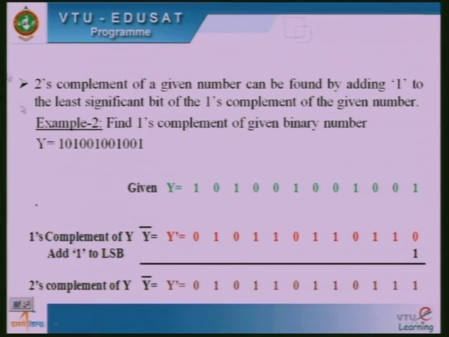After that we are going to add 1 to the extreme LSB to convert it into 2's complement. In this case 0 plus 1 is 1, and that 1 as it is we are going to take here, and 0 plus 1 is 1 as it is. So the 2's complement value of the given number becomes 0 1 0 1 1 0 1 1 0 1 1 1.